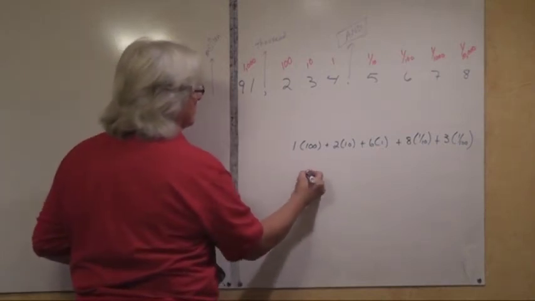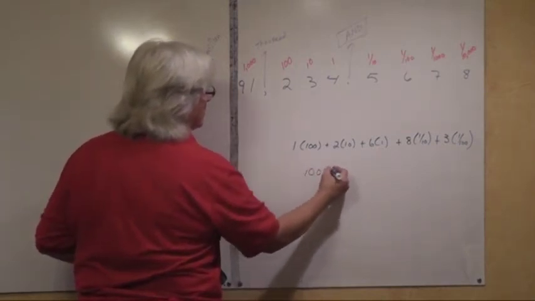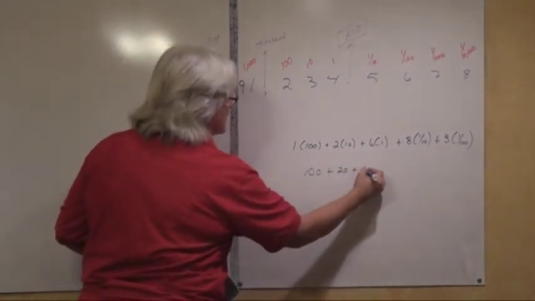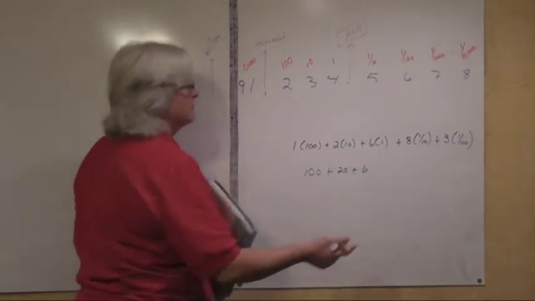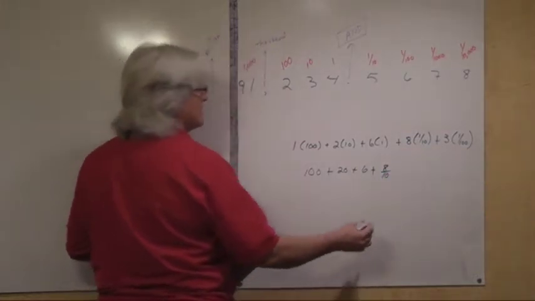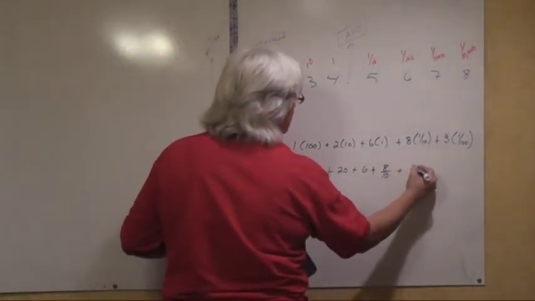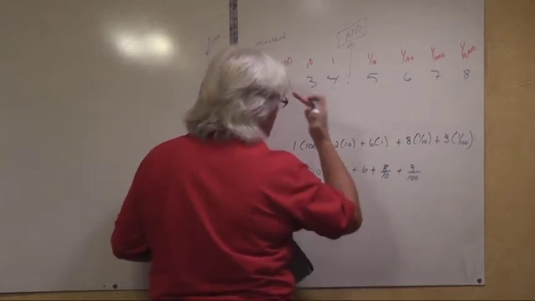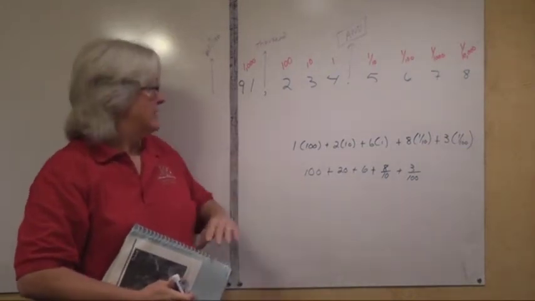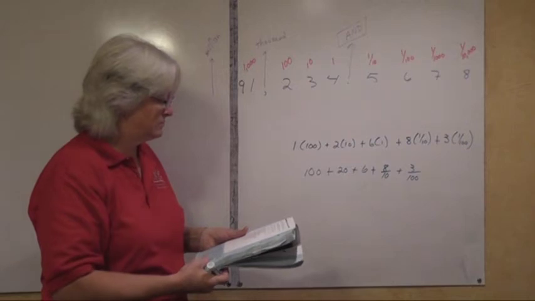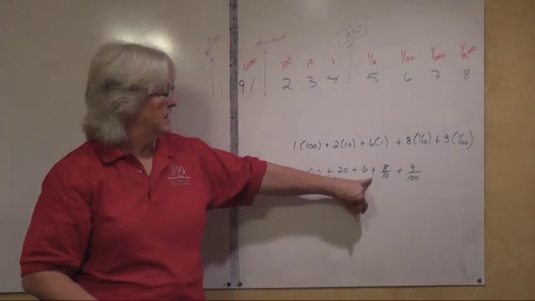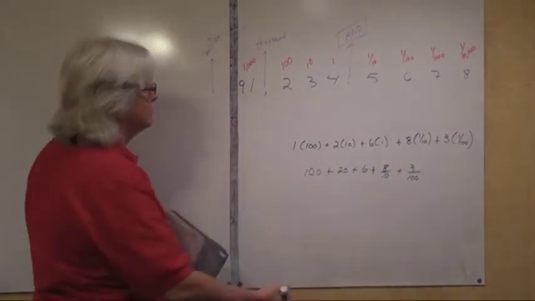One times 100, 100, plus 2 times 10 is 20, plus 6 times 1 is 6, plus 8 times 1/10 is 8 tenths, plus 3 times 1/100 is 3 hundredths. And then just go ahead and combine this. We have 126 and 83 hundredths.